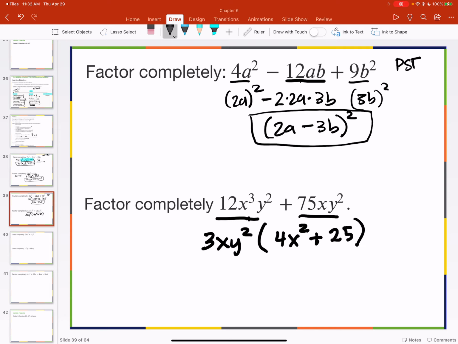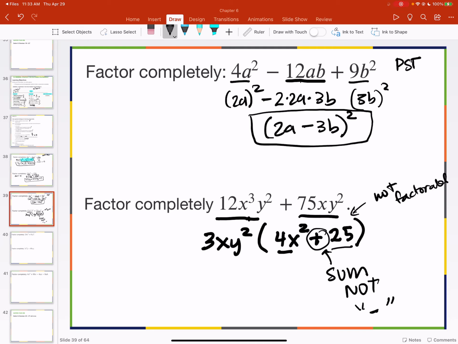Can I factor this anymore? You might think, well, this is a perfect square and this is a perfect square, so go ahead. But no, we cannot, because this is a sum. It's not a difference, it's not a minus. So this is not factorable, and we leave it as is. This 4x squared plus 25 is not factorable. That's our answer.